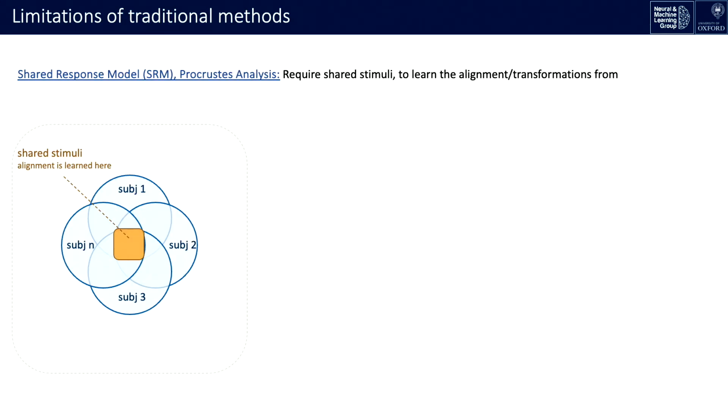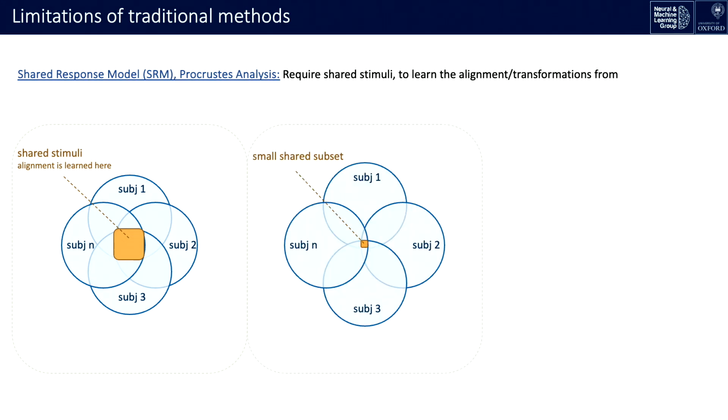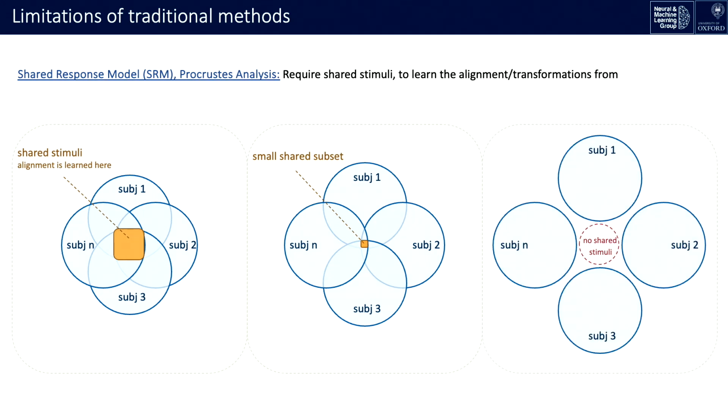Traditional methods like the shared response model and Procrustes, which are the methods that we're comparing with in this work, require shared stimuli. They learn the alignment, namely the projection transformation to this common space, from the neural responses to this common stimuli. Usually, for naturalistic paradigms, subjects view largely non-overlapping stimuli, so deriving the transformations from this small subset can result in overfitting. Also, there are cases where this one-to-one stimulus correspondence between subjects cannot be controlled, for example, interactive environments, video games, etc.